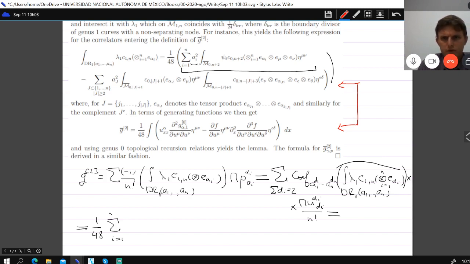Formally we should also write the sum over all alpha 1 through alpha n. And then we write the integral over M_{0,n+2}, psi I, c0, plus 2, sum over j equals 1 to n of e alpha j.